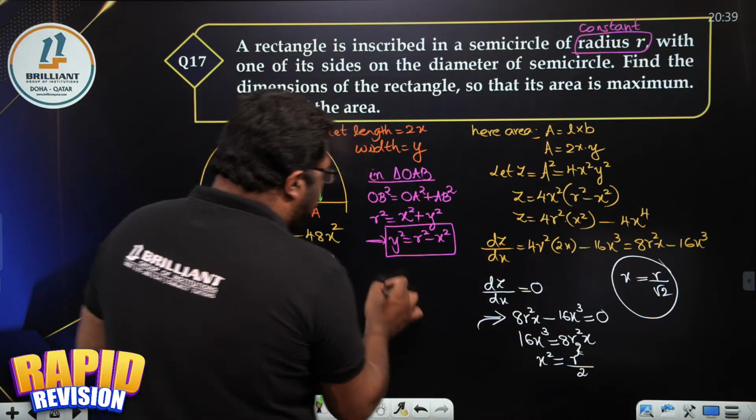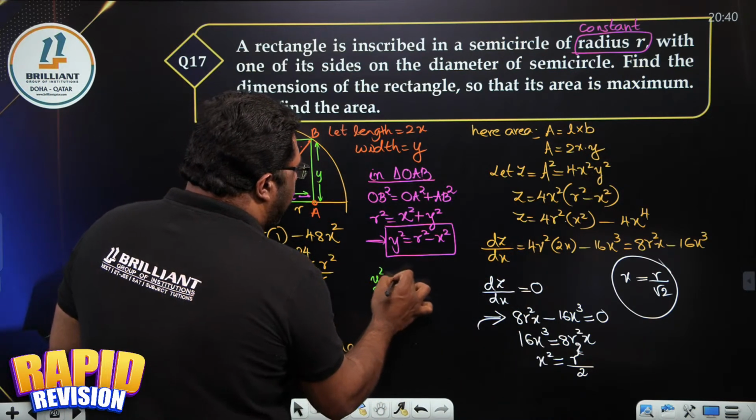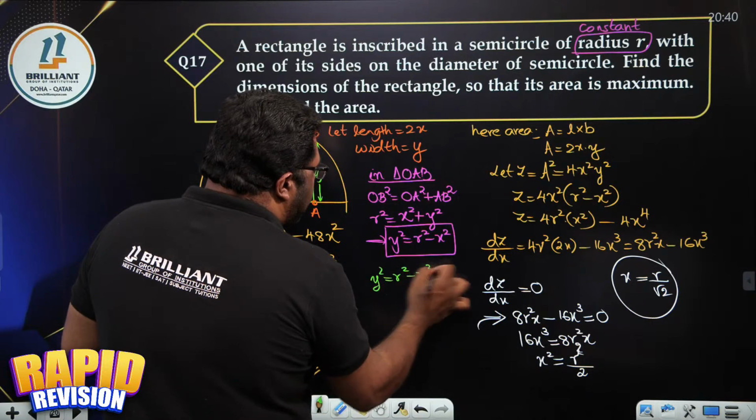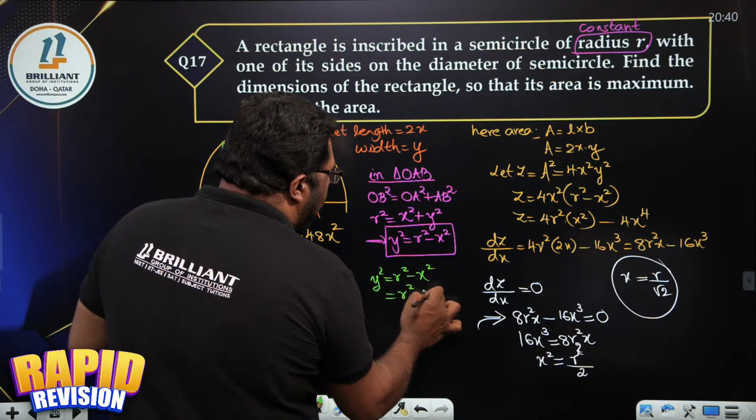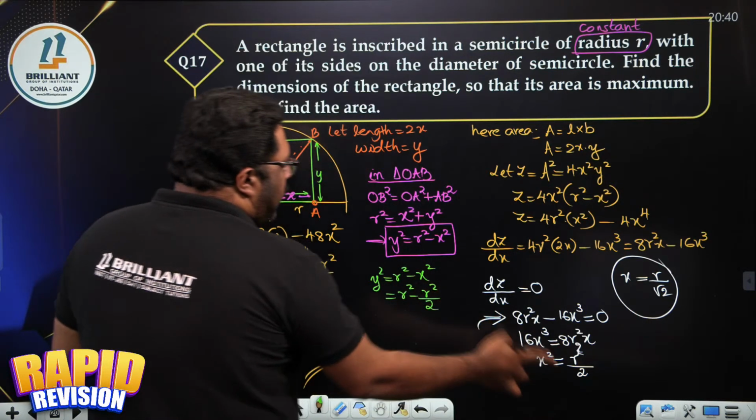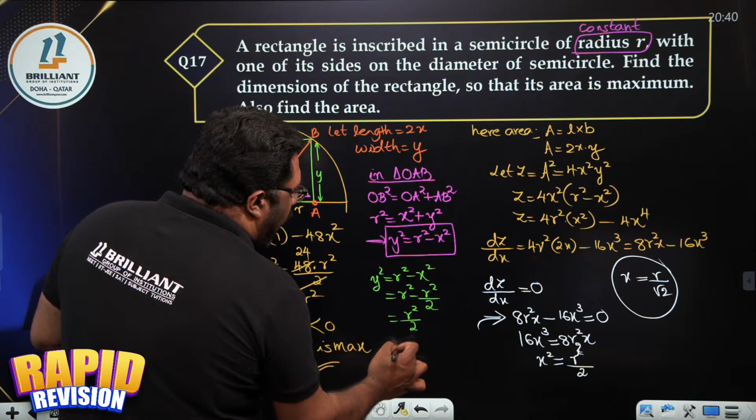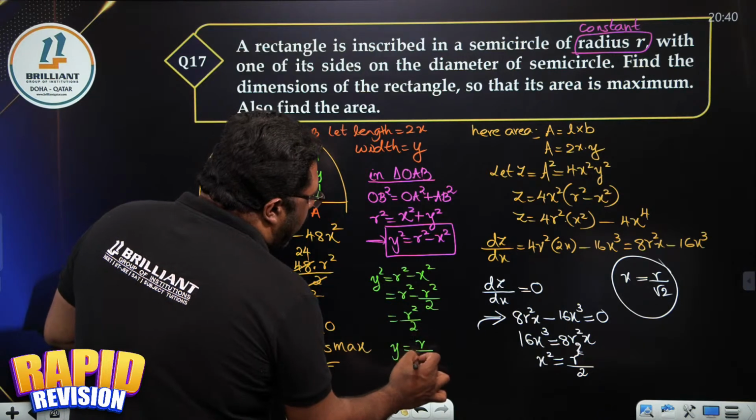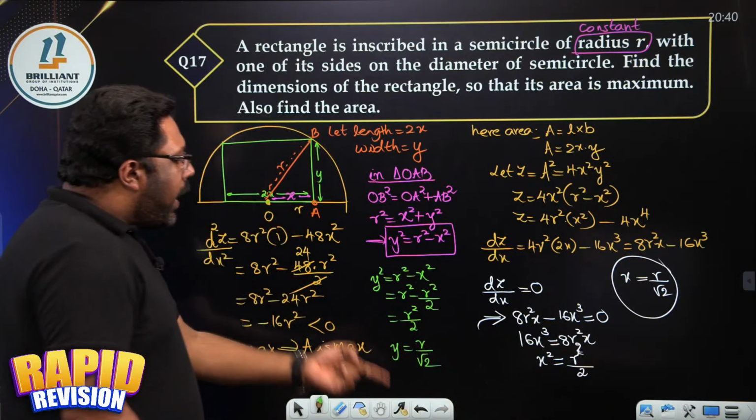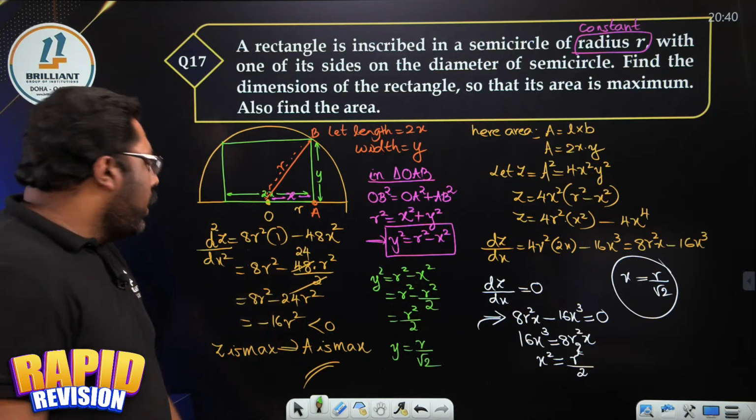I got x. Now what is y squared? R squared minus x squared. R squared minus r squared by 2, which is again r squared by 2. So y is r by root 2. Final answer: y is r by root 2, x is r by root 2.